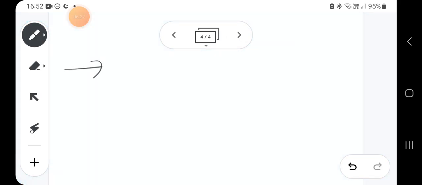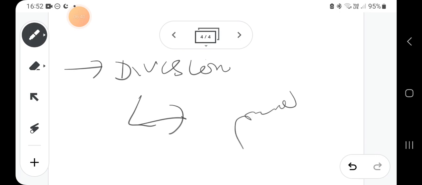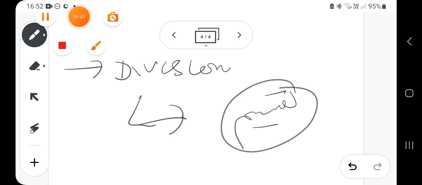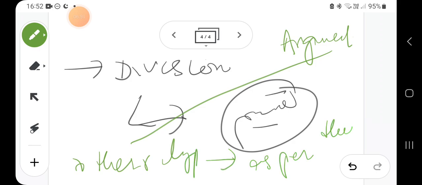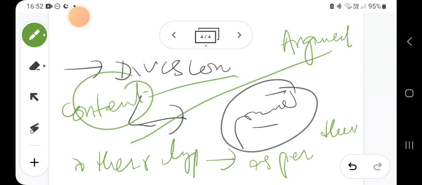So this division of arguments here is from the viewpoint of content, their types as per their content, and we'll just ignore their form as far as this division is concerned.